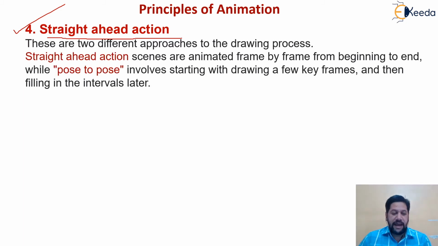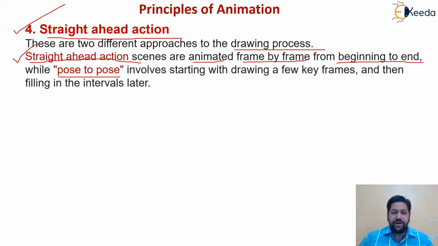Straight ahead action. Now, these are two different approaches to the drawing process. Whenever we are drawing a moving object or picture, there are so many different frames shown. There are two methods: one is known as straight ahead action, and another is known as pose to pose. Now, what does straight ahead action indicate? The straight ahead action scenes are animated frame by frame from beginning to end.